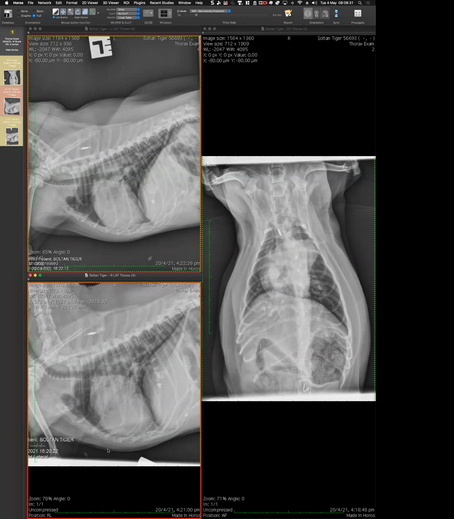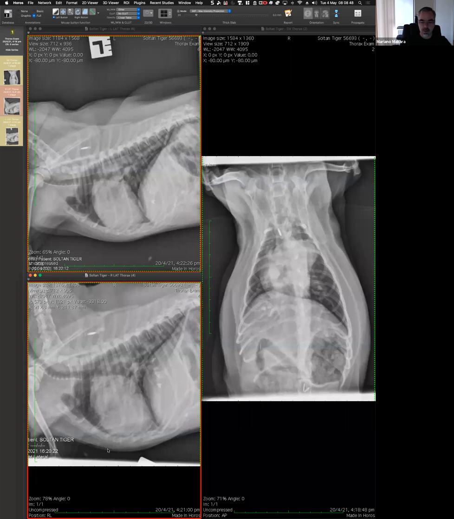Is there a really small pneumo? I feel like there's a tiny black line along the diaphragm, whether it's just artifact or real. I see what you mean, and I think you can see that better in the right lateral projection. Is that correct?